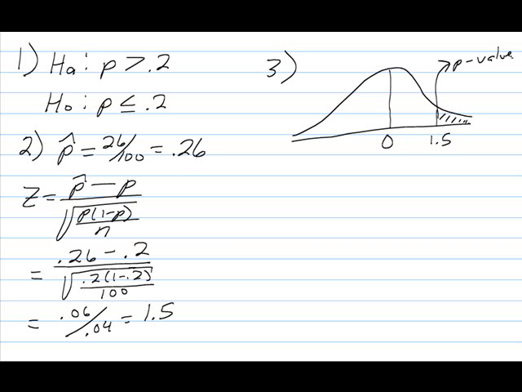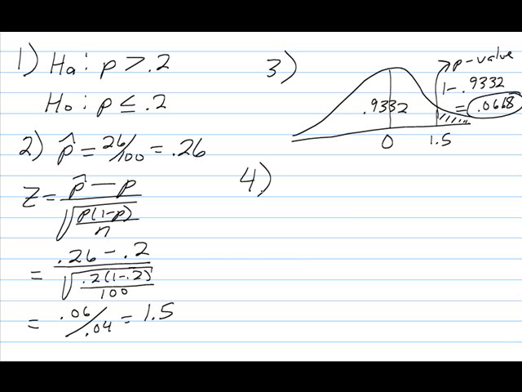So in this case, we look up 1.5 in the table. If you look up 1.5 in the table, it gives you 0.9332 or 93.32%. Since that's the area to the left of 1.5, we want the area to the right, so we actually have to take 1 minus that, 1 minus 0.9332, which gives us an area of 0.0668. So that is our p-value.